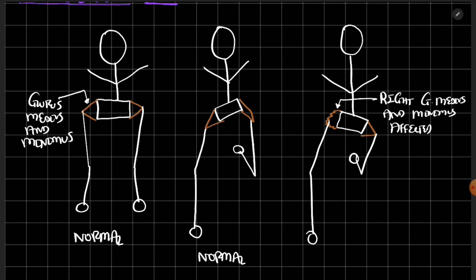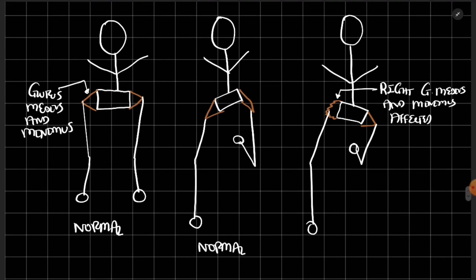And see, there's a trick. If the man is standing on one leg, in this case the right leg, and the pelvis is sagging on the left side, then the right gluteus medius and minimus is affected. The pelvis is sagging on the healthier side, and the opposite side is affected. This is the trick. In this case, the right gluteus medius and minimus is paralyzed or affected. So this was Trendelenburg sign.